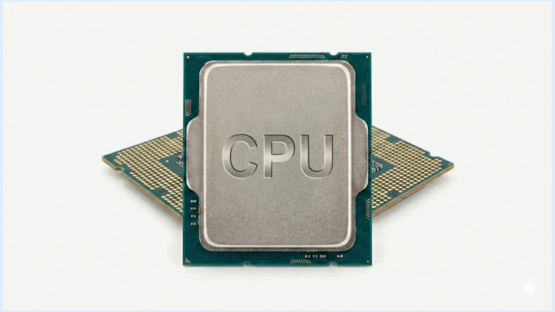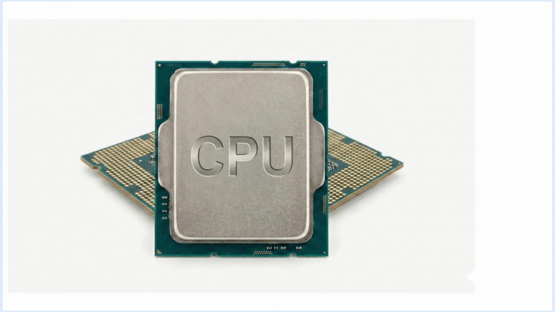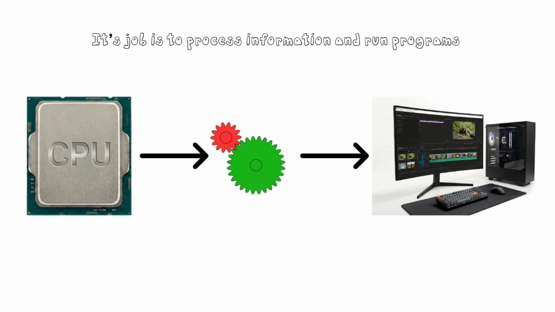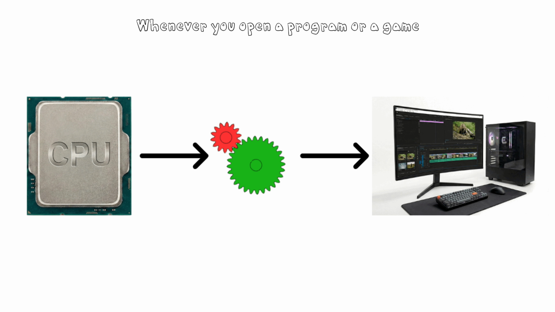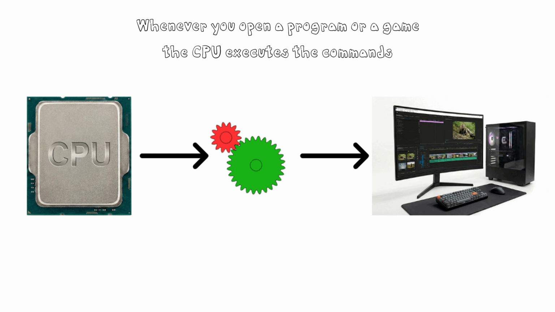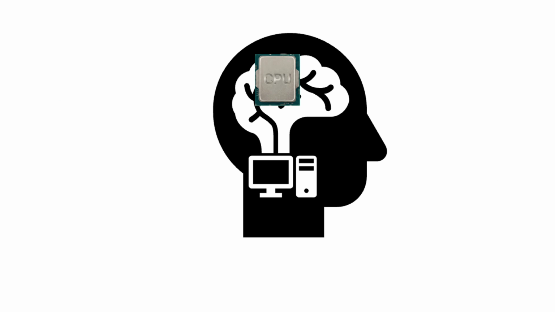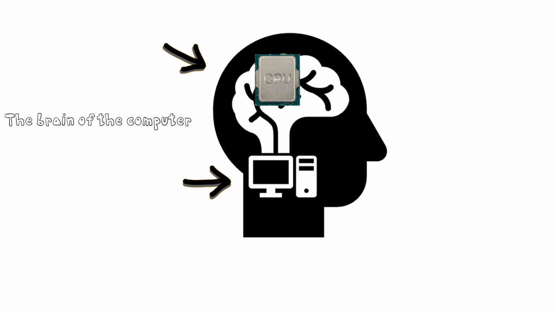CPU. It is known as the Central Processing Unit. The CPU is the most important part of the computer. Its job is to process information and run programs. Whenever you open a program or a game, the CPU is responsible for executing the commands and managing the other components. Because of that, they call it the brain of the computer.